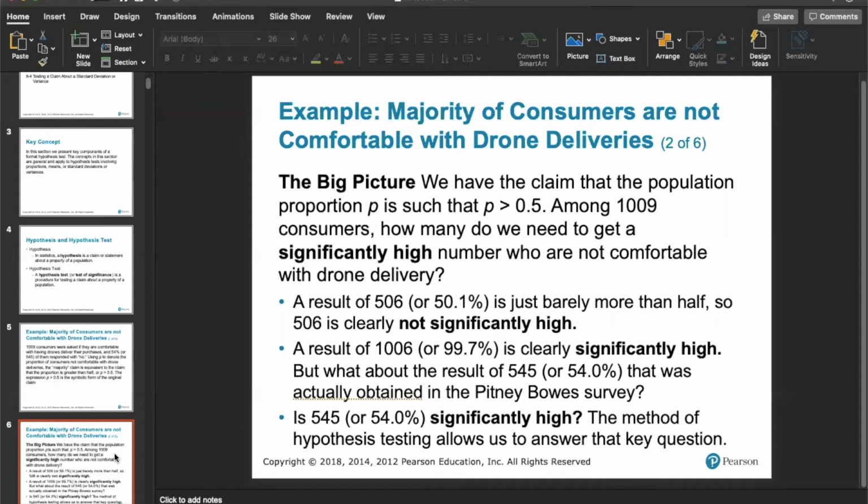Thinking more from a big picture, we have the claim that the population proportion P is greater than 0.5 or 50%. Among 1,009 consumers, how many did we need to get a significantly high number who are not comfortable with drone delivery? That's just proving outside of what would be a normal parameter. We want to see what would be a significantly high number of people who are not comfortable with drone deliveries.